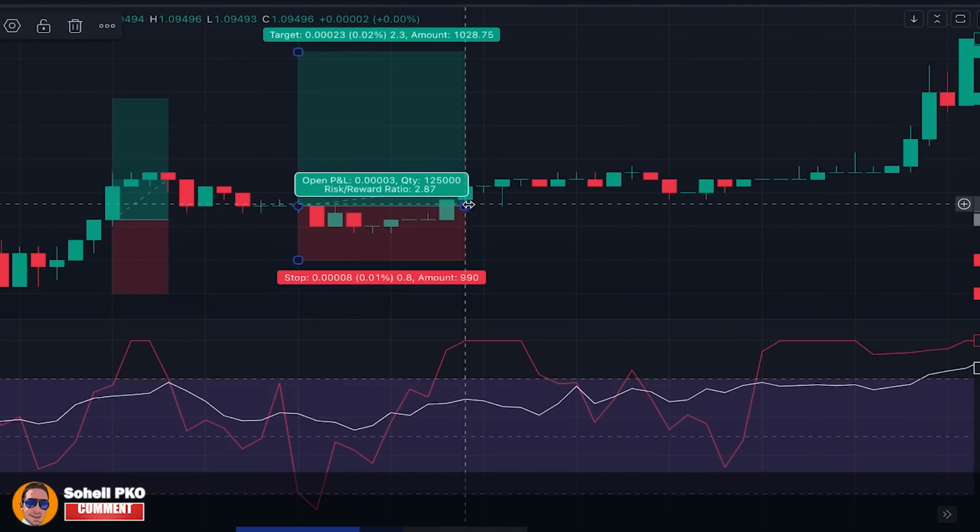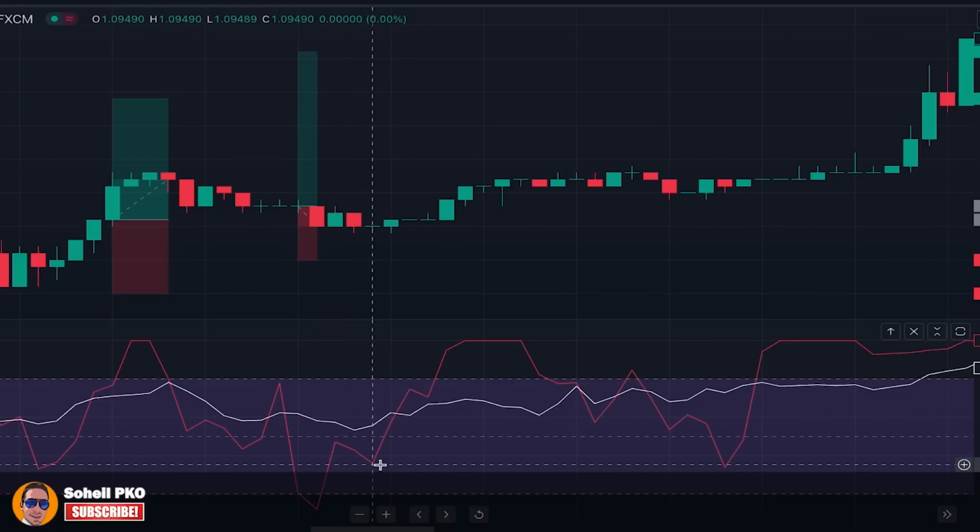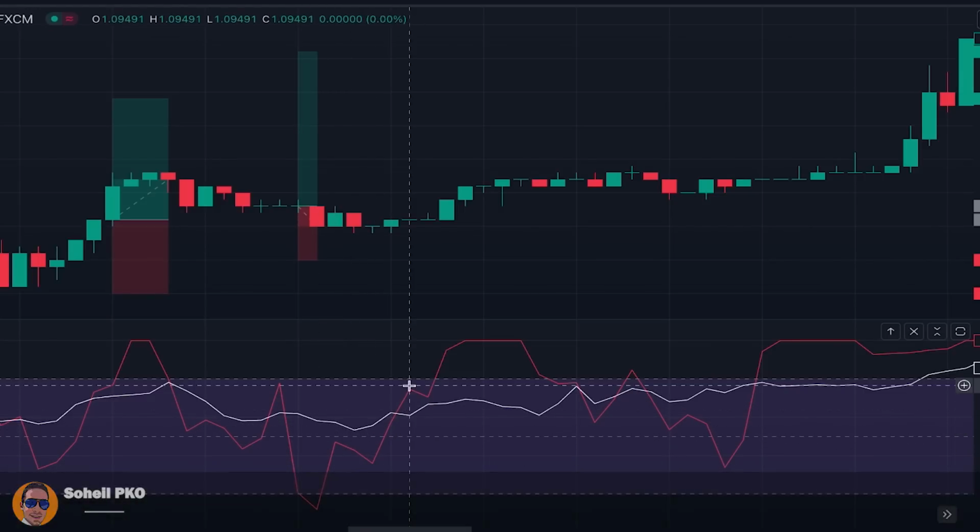After this trade, we had another buying signal here, where the red MFI again went below the center line, and then it turns back and crosses above the white line at this point.